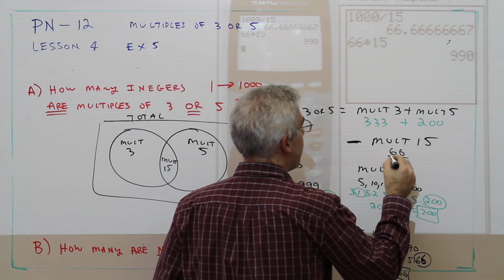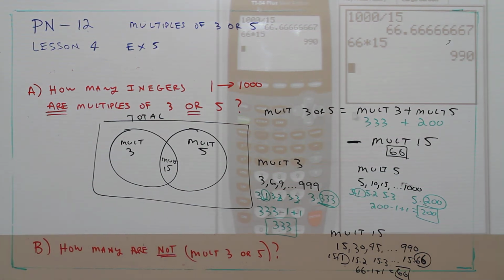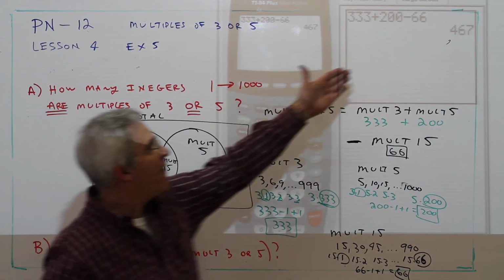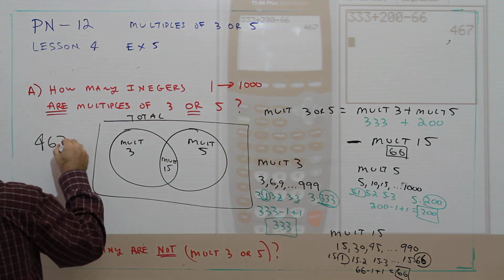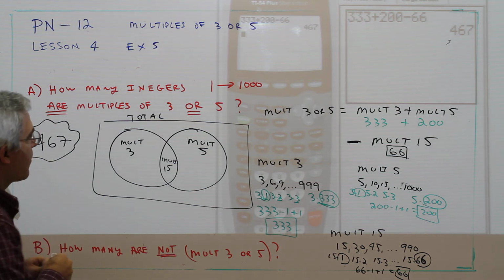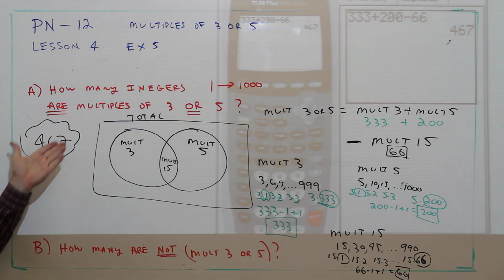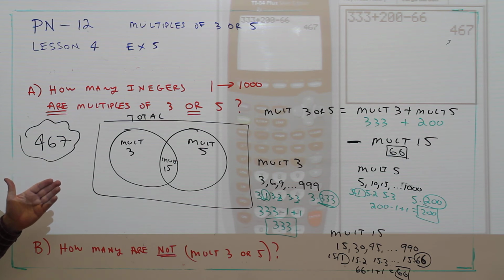So now I'm just going to take 333 plus 200 minus the overlap of 66, and I get 467. So 467 is the answer to part A.